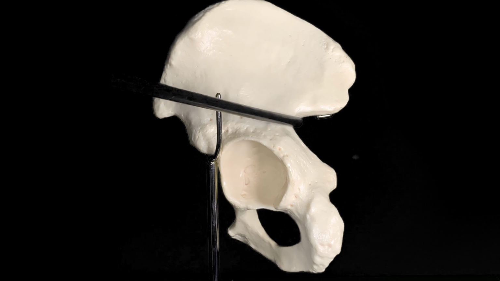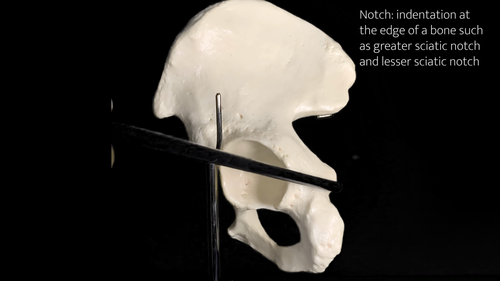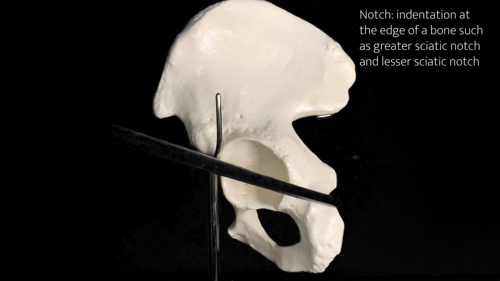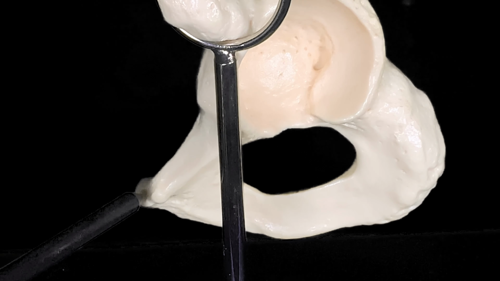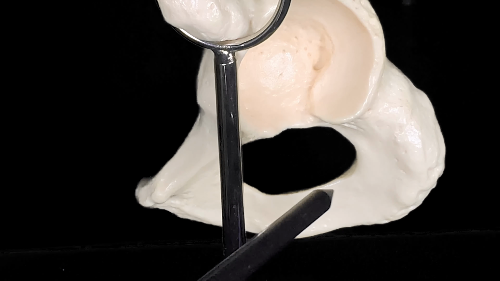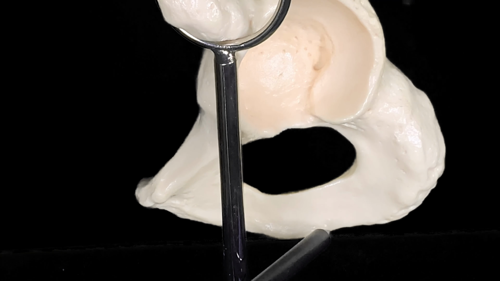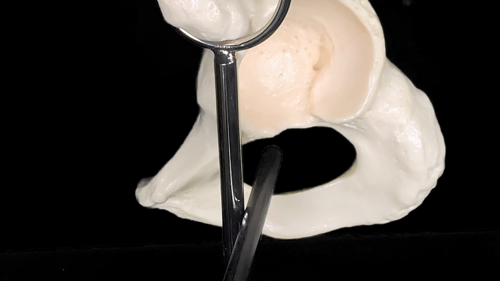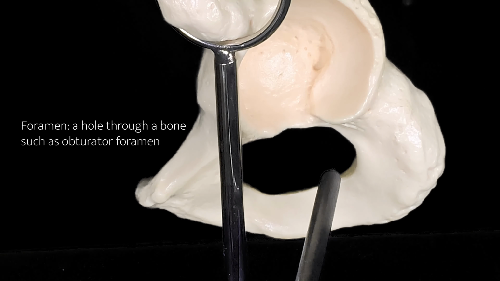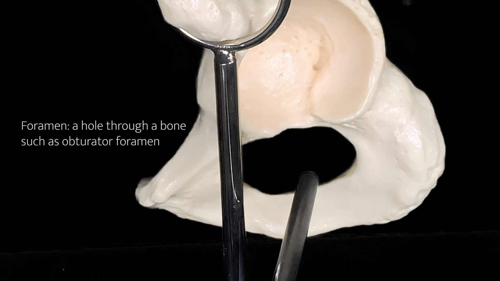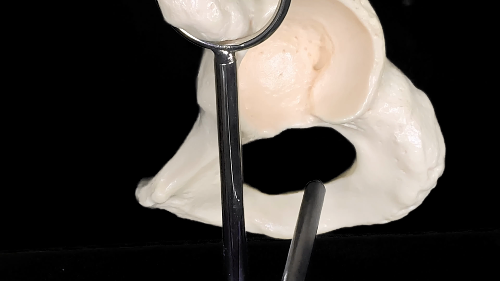This is greater sciatic notch and this one is lesser sciatic notch. On this hip bone, this is the pubic part of the hip bone and this is the ischial part of the hip bone. And here you can see a large hole, and this is an example of a foramen, and this is obturator foramen.